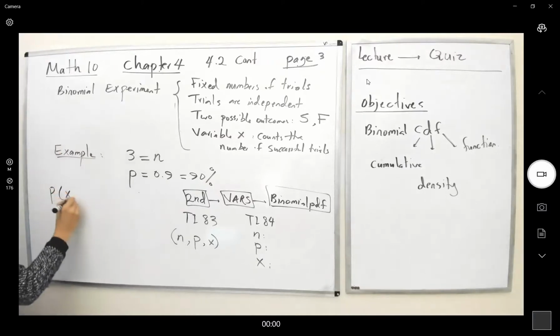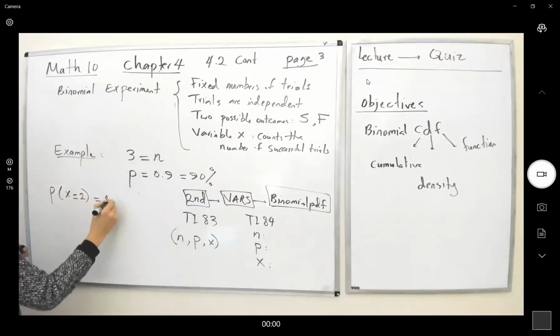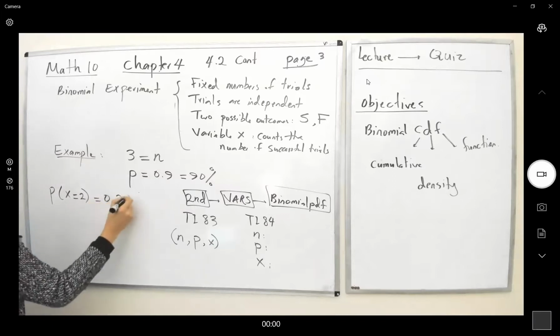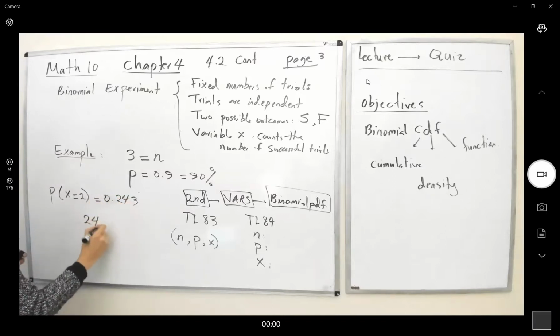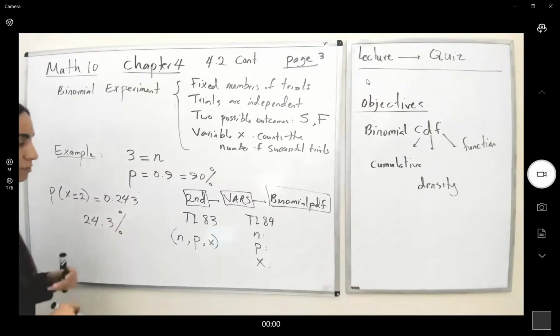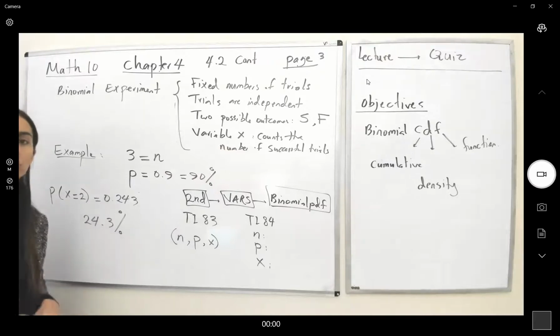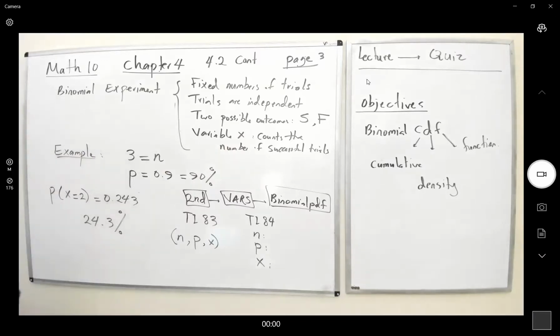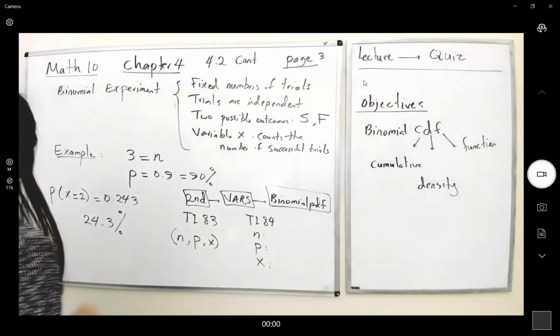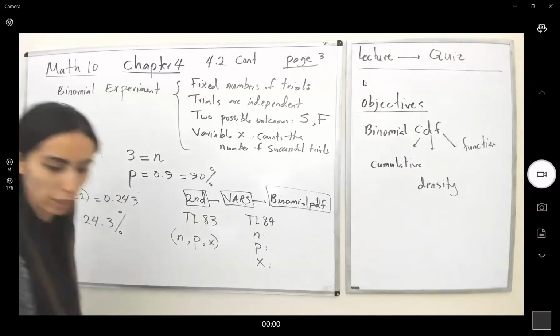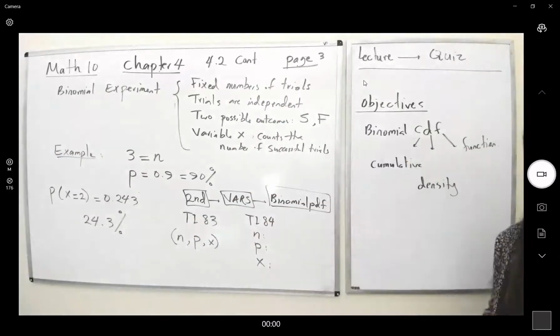So P of X equals 0.243 or 24.3%. Very well. So today we're going to talk about binomial CDF, cumulative density function. And n is 2, not 3. Okay, let us get back to some algebraic concepts and how to translate those into mathematical symbols.